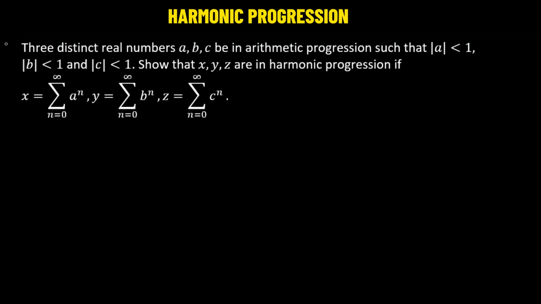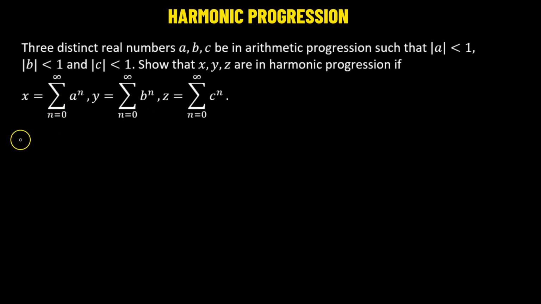So we are provided with three distinct real numbers a, b and c, and magnitude wise they are all less than 1, meaning the value of a must lie between -1 and +1. Similarly for b and c, its magnitude lies between -1 and +1. Now we need to show that there are three numbers x, y and z. They are in harmonic progression provided the values of x, y and z are given by this particular series.